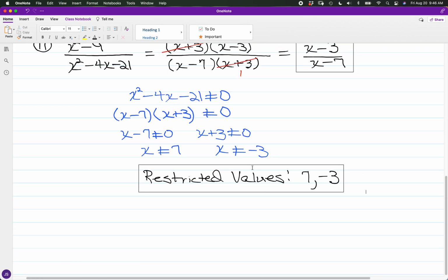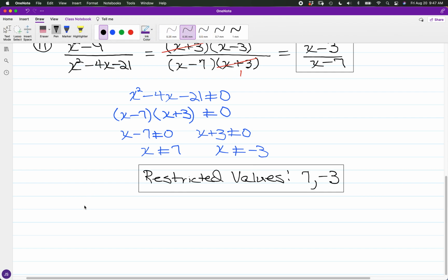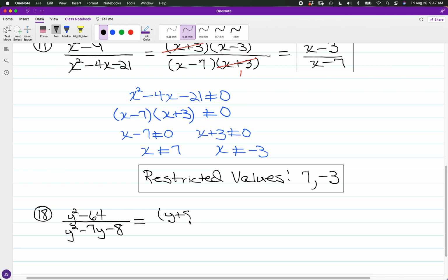Now, for the next item, the nature of the problem is very similar to what we have in 17. This time we're looking at the variable y, and for the ratio, we have y squared minus 64 all over y squared minus 7y minus 8. Just looking at reducing, we have the factors of y squared minus 64. Yet another difference of squares, where the factors are y plus 8 and y minus 8.